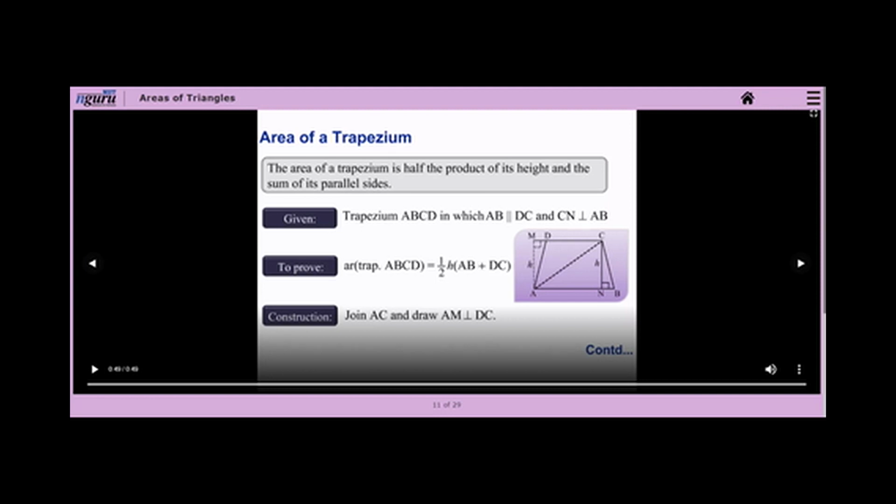What is ANCM? Ma'am, rectangle. So what is the area of ABC? Half of AB into CN, ma'am. What is the area of ADC? Half of DC into AM, ma'am. Correct. Now if I want ABCD, I have to add them. So half of AB into H plus half DC into H, correct? Yes, ma'am. What is common there? Height is common, ma'am. Half and H common. So if you remove the common, you will get AB plus DC, correct? Yes, ma'am.